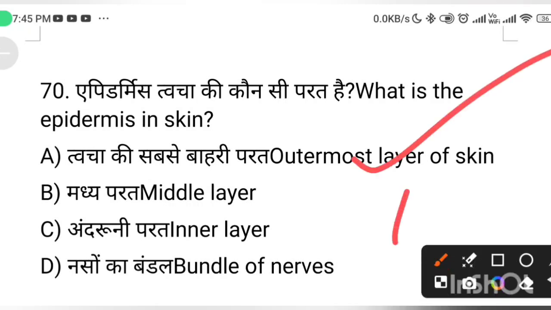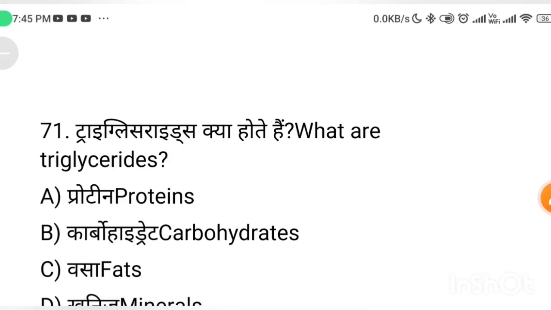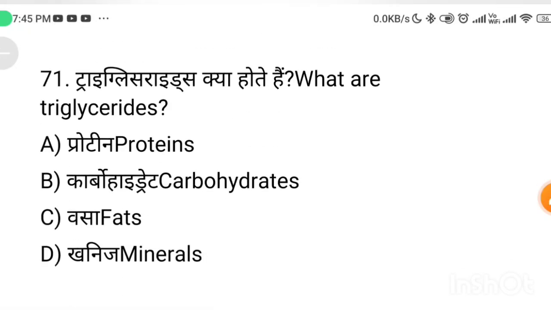Next question. What is triglycerides? Option A, protein. Option B, carbohydrate. Option C, fat. Option D, minerals. Correct answer is option C, fat.